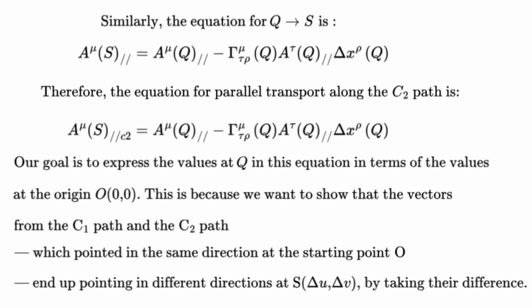Similarly, the equation for Q to S is. Therefore, the equation for parallel transport along the C2 path is. Our goal is to express the values at Q in this equation in terms of the values at the origin O. This is because we want to show that the vectors from the C1 path and the C2 path, which pointed in the same direction at the starting point O, end up pointing in different directions at S, by taking their difference.